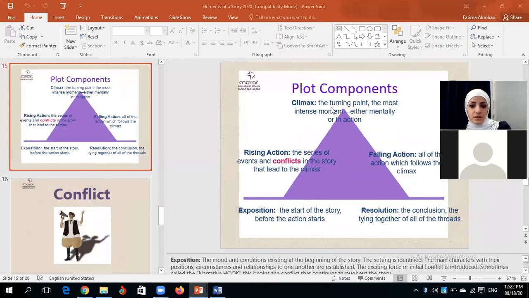The turning point, the most intense moment, either mentally or in action. Okay, so we call it the problem. The problem of the story. Nada Tahir, can you read the following action?